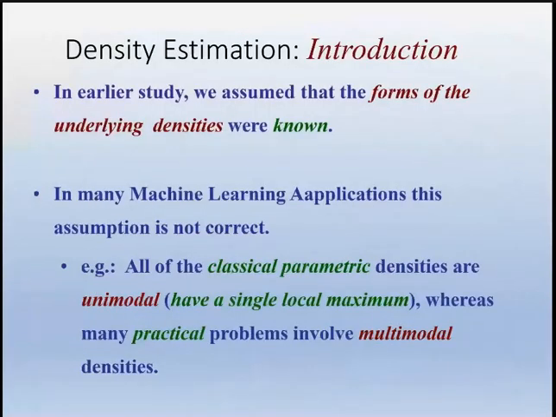So in earlier study, we assumed that the form of underlying densities is well known to us and we estimate their parameters only. So parameters are calculated from data. That is called a parametric method.